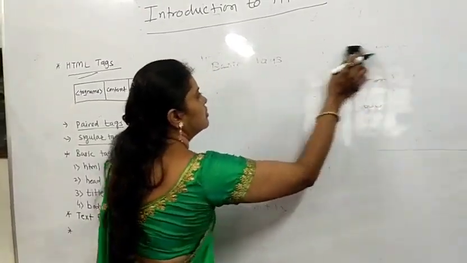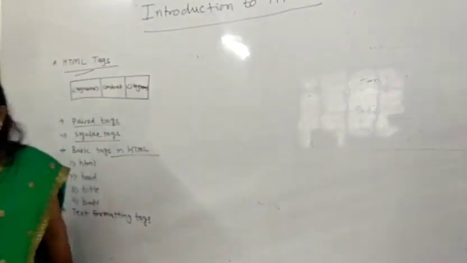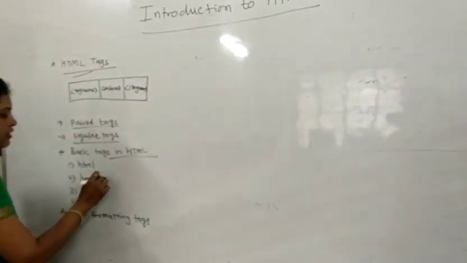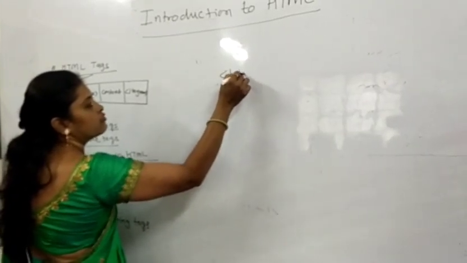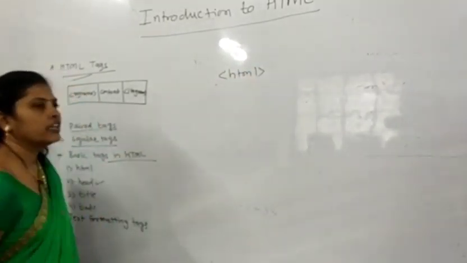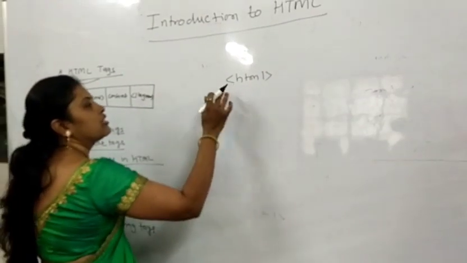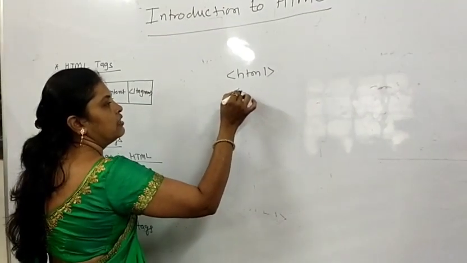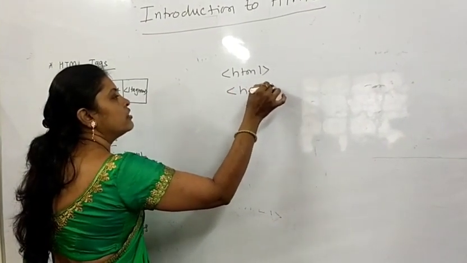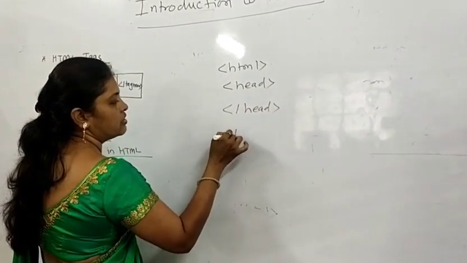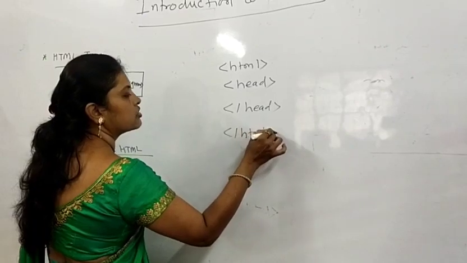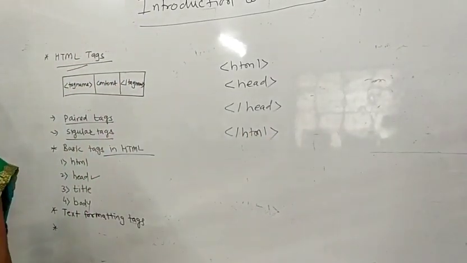Then the next basic tag is the head tag. The head tag is nothing but the tag which is used to set up the header information of your HTML. It comes after the HTML tag: head, slash head, and slash HTML. This is the structure of writing the head tag.